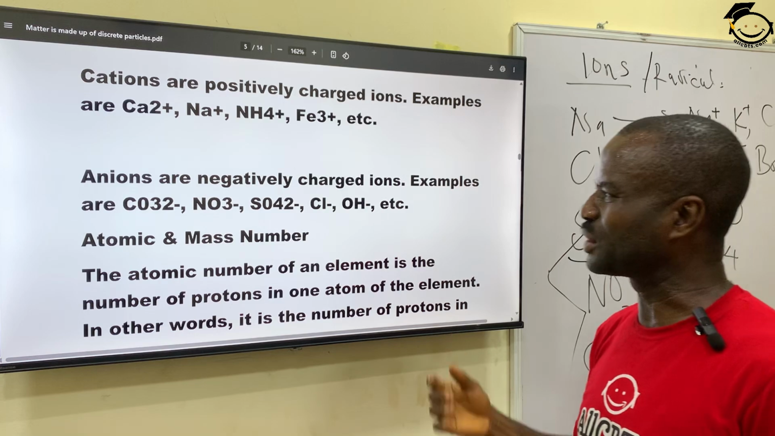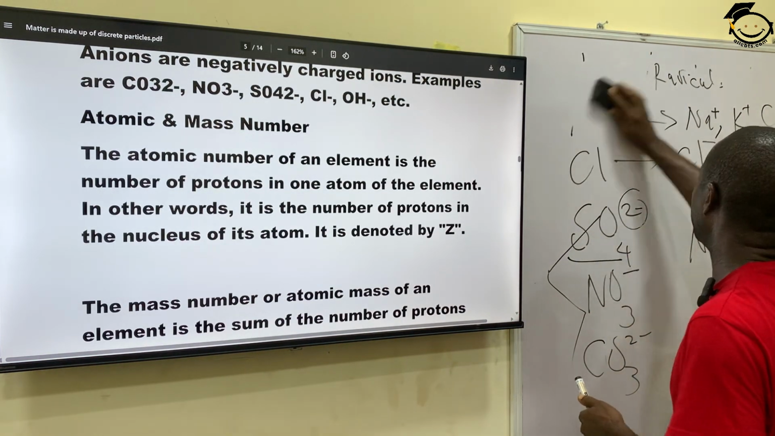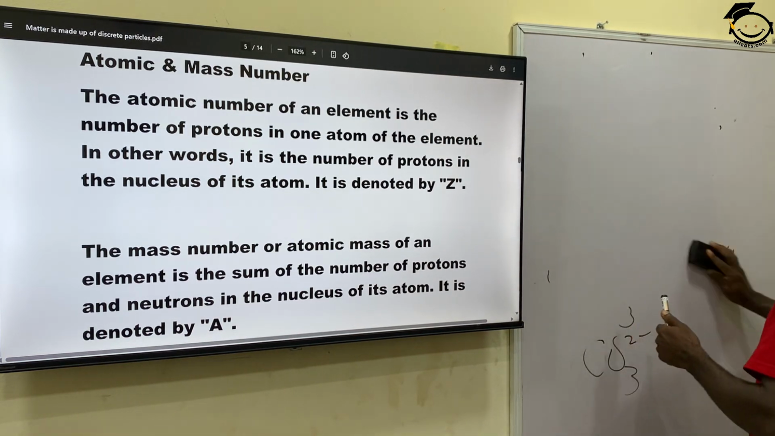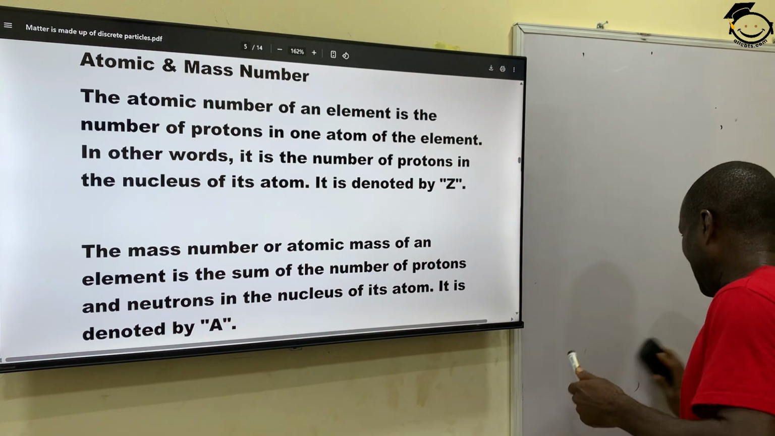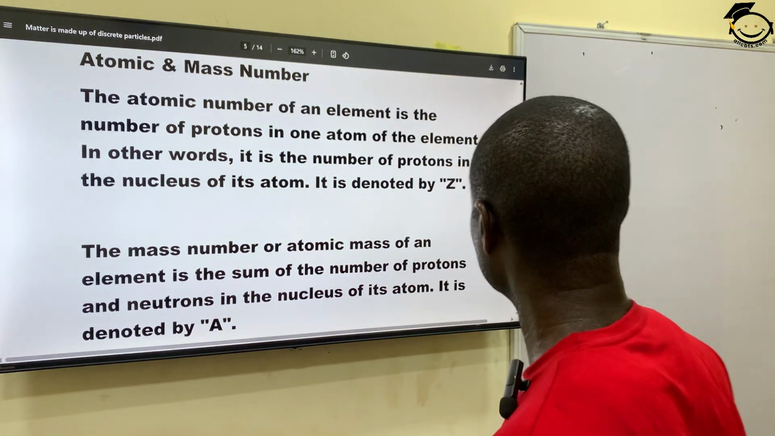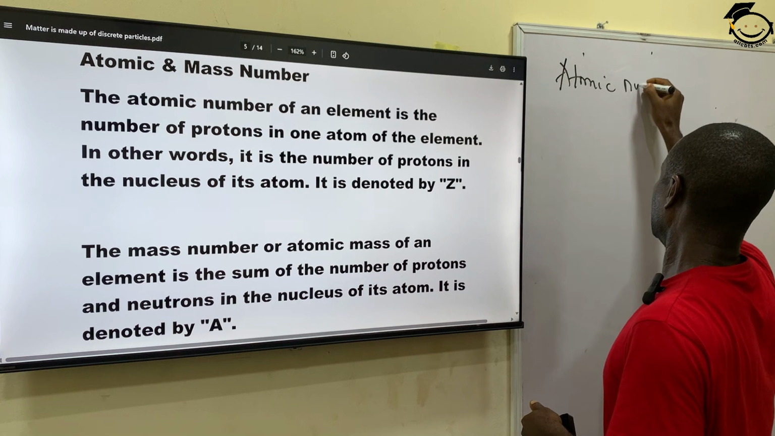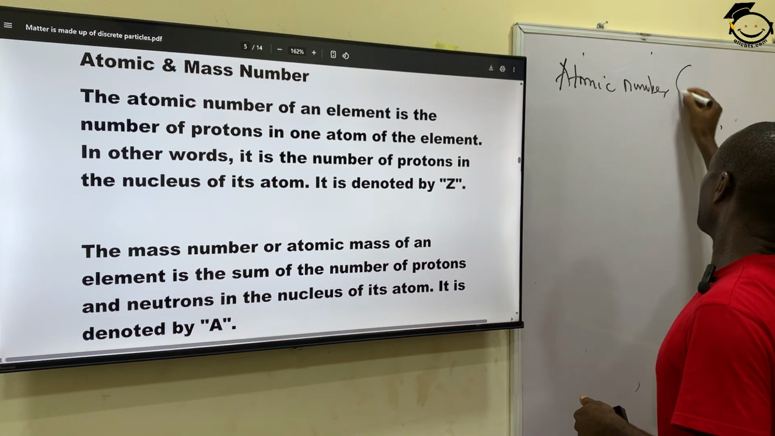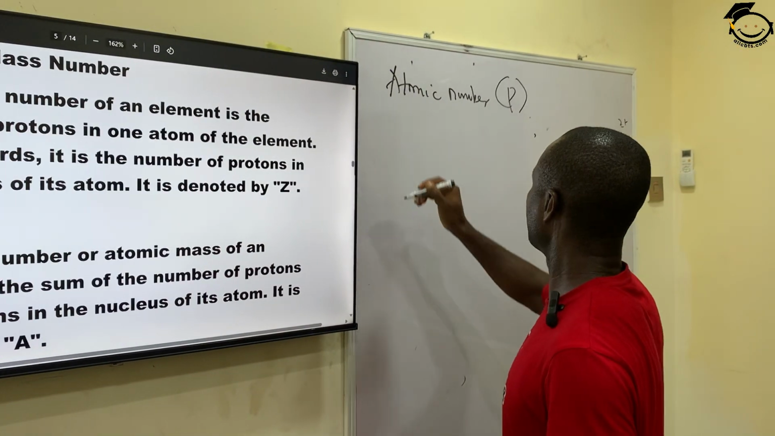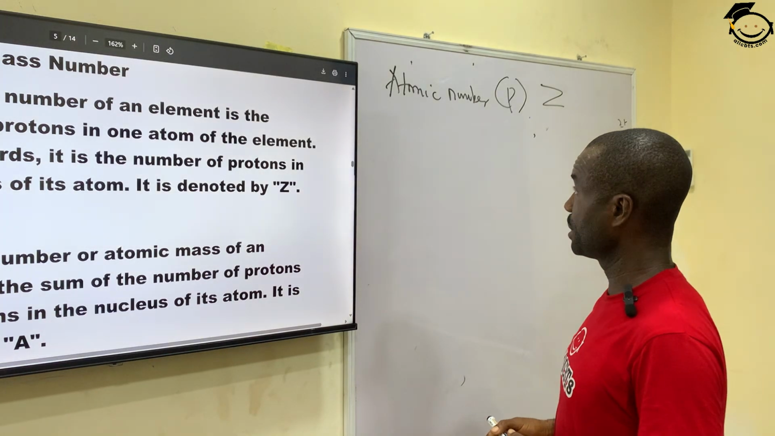Now let's look at atomic number and mass number. Atomic number can simply be defined as the number of protons in an element. The number of protons in an element makes what we call the atomic number. It is denoted by the symbol Z. This is the symbol for atomic number.